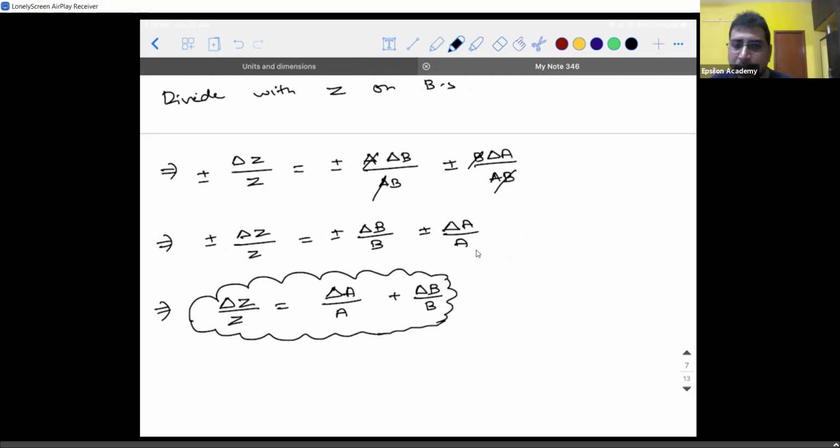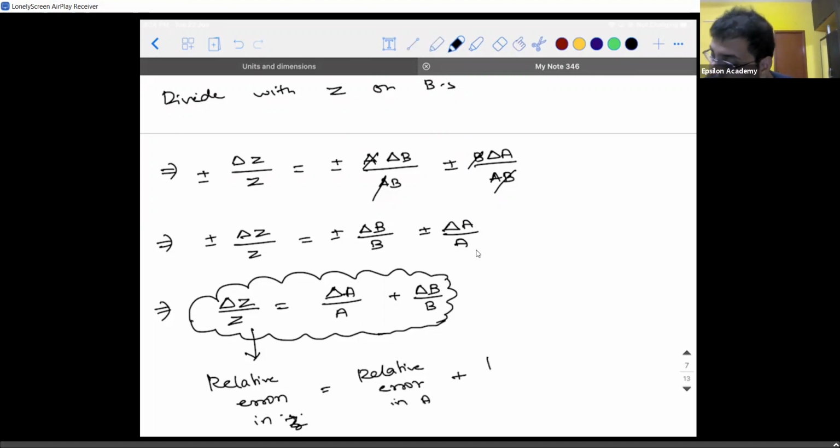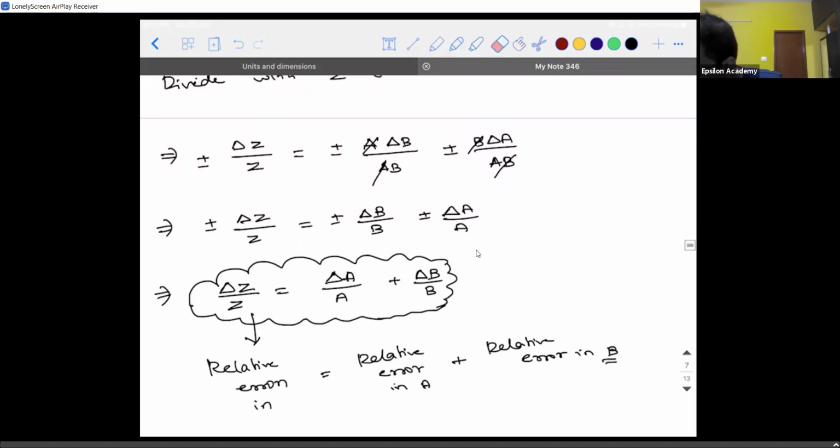You would have understood why I wrote only the positive sign, because I took the maximum value. So relative error in Z is equal to relative error in A plus relative error in B. That is the meaning, guys. I hope I'm clear.